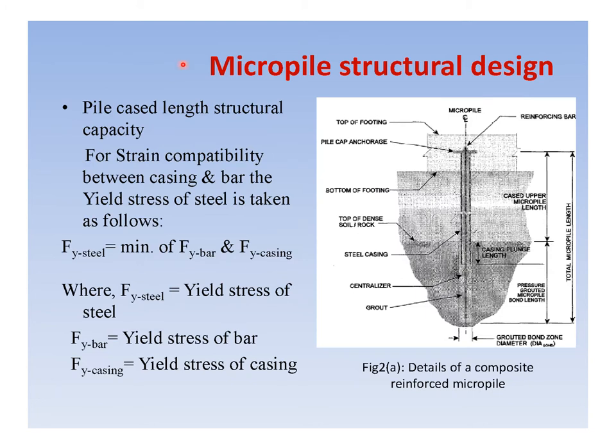Micropile structural design. Well, pile cased length structural capacity. For strain compatibility between casing and bar, the yield stress of steel is taken as follows. The yield stress of steel is the minimum of F sub Y bar and F sub Y casing, where F sub Y steel is the yield stress of steel, F sub Y bar is the yield stress of the bar, and F sub Y casing is the yield stress of the casing.